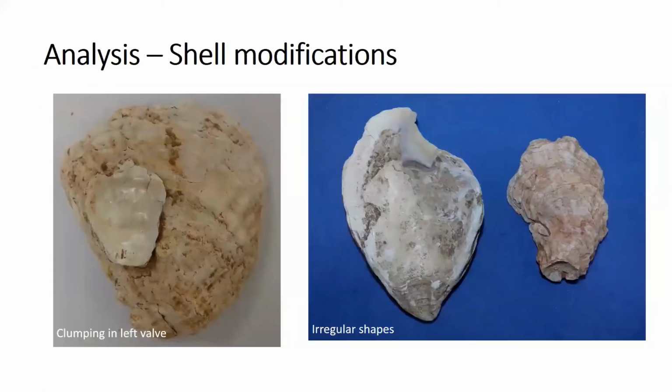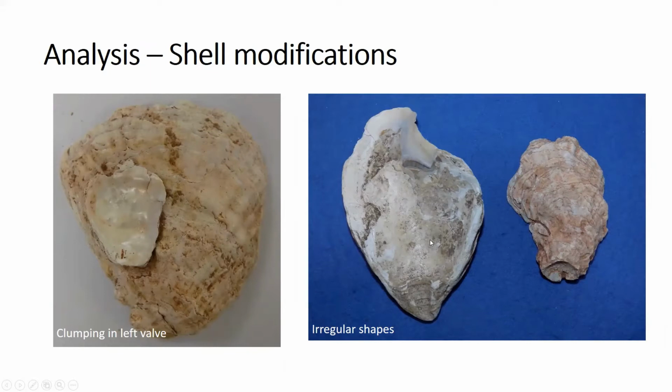And the third group of analysis are the modifications to the shell. There's two here that I want to talk about, which relate to the nature of the oyster bed, how crowded the oyster bed is. If the oyster bed is very crowded, you reach the point where the oysters start growing on top of each other, and you get this phenomenon called clumping, where basically you have one oyster growing on top of another oyster.